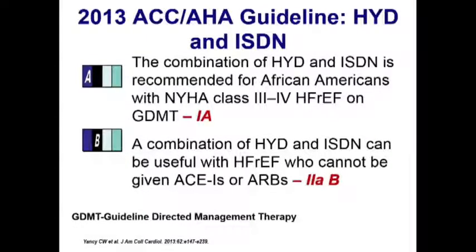Okay. So here's what the guideline says. The combination of hydralazine and isosorbide dinitrate is recommended for African Americans with New York Heart Association class 3-4 HFrEF on guideline-directed management therapy. So they're on the beta blocker and the ACE or ARB, but not both. 1A recommendation. A 2A with a B class, a combination can be useful for HFrEF in those who cannot be given an ACE or an ARB. So on a beta blocker, one could consider this. This is a guideline-directed therapy that is race-specific, but many believe it can be used in non-African Americans.